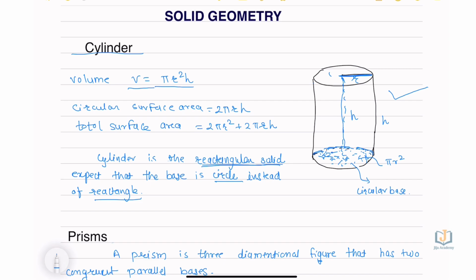The circular surface area is equal to 2π into radius into height, and the total surface area is that circular surface area plus the bases. It has two circular bases, so we add 2πr² to the circular surface area. So total surface area is equal to 2πr² plus 2πrh.